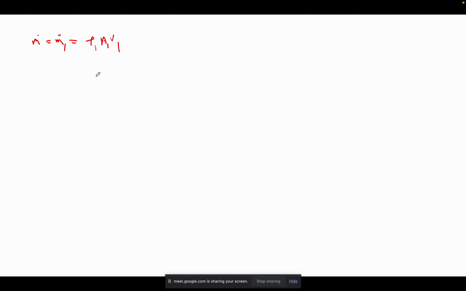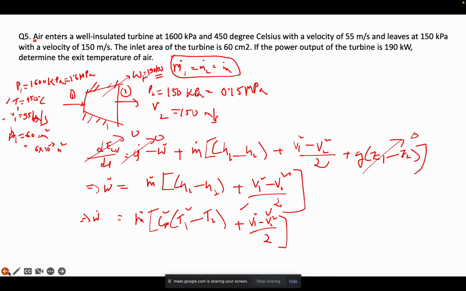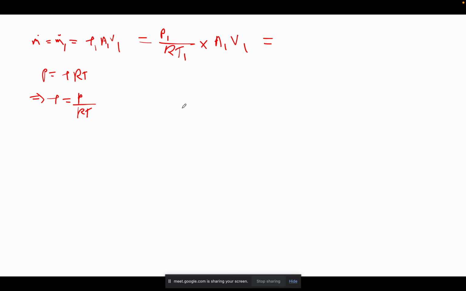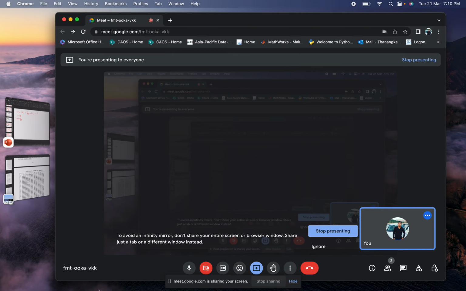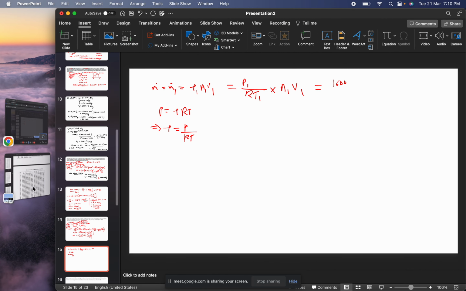Since this is air, I can apply the ideal gas equation P equals rho RT. If P equals rho RT, then rho will be equal to P by RT. So from here I can calculate P1 by RT1 times A1 V1. This is my mass flow rate. So what is my P1? My P1 is 1600 kilopascal.